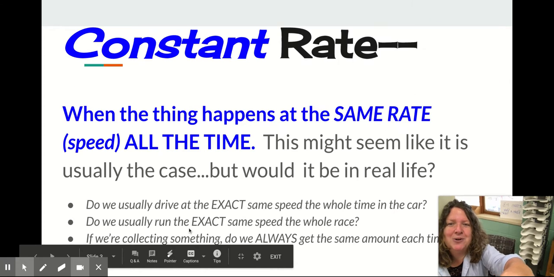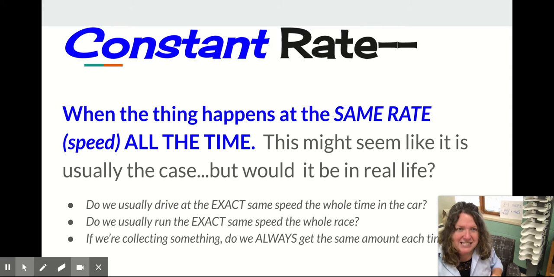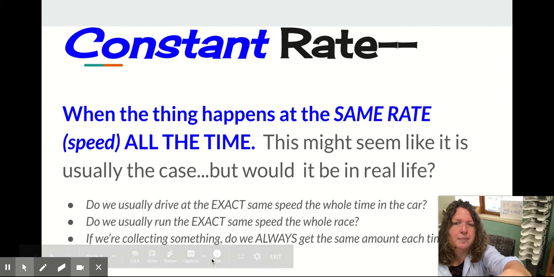Now, we are going to be talking about constant rate. Constant means doesn't change. So constant rate is when the same thing happens at the same speed, at the same rate, how fast it's going, all the time. But here's my question for you. How often does that happen in real life? Now, you might be saying, pretty often. Let's think. Do we usually drive at exactly the same speed the whole time we're in the car? Pause the video and think about that.